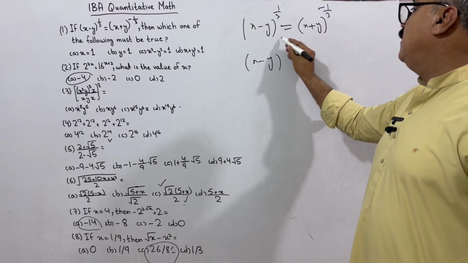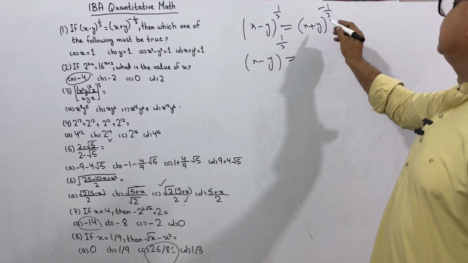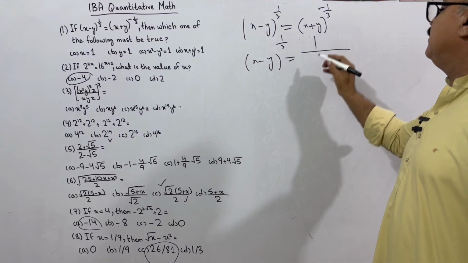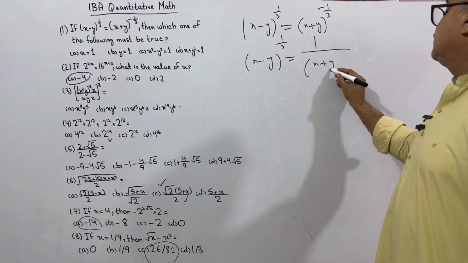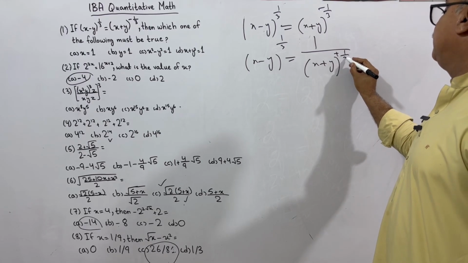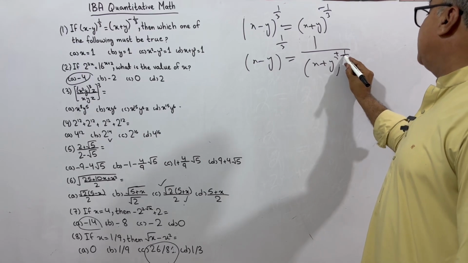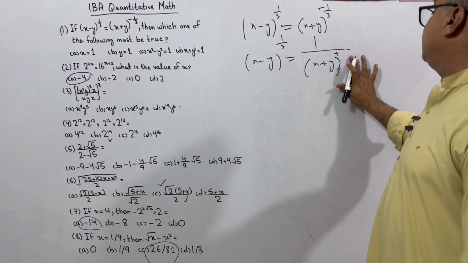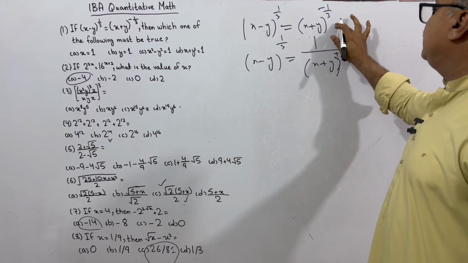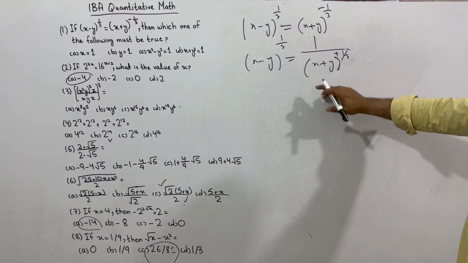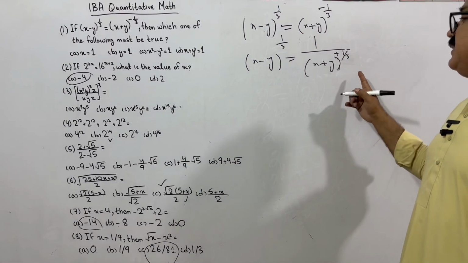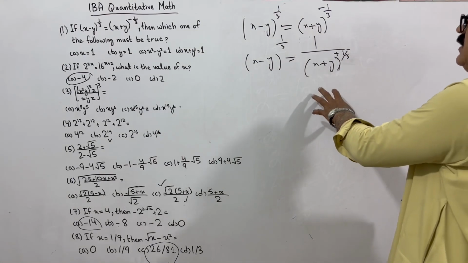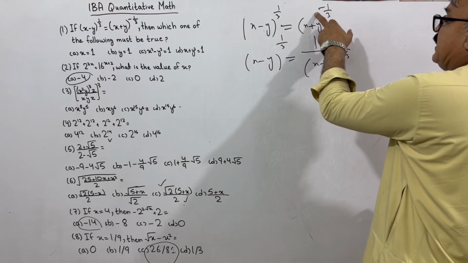Let's see, (x plus y) raised 1 over 3. Make it reciprocal. Write its reciprocal, meaning 1 upon (x plus y) raised 1 over 3. That is the tip to convert negative power to positive. If it is in the denominator, write it in the numerator. If it is in the numerator, write it in the denominator. Then the exponent will turn positive. Mathematical rule.